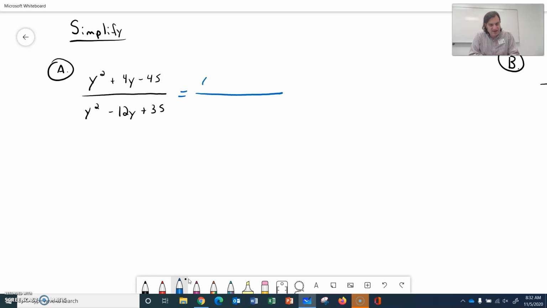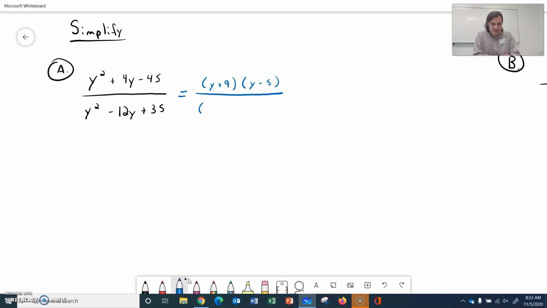But the top should factor into y plus 9 times y minus 5. Two things that multiply together give you negative 45 and end up adding to be 4. That would be 9 and negative 5.